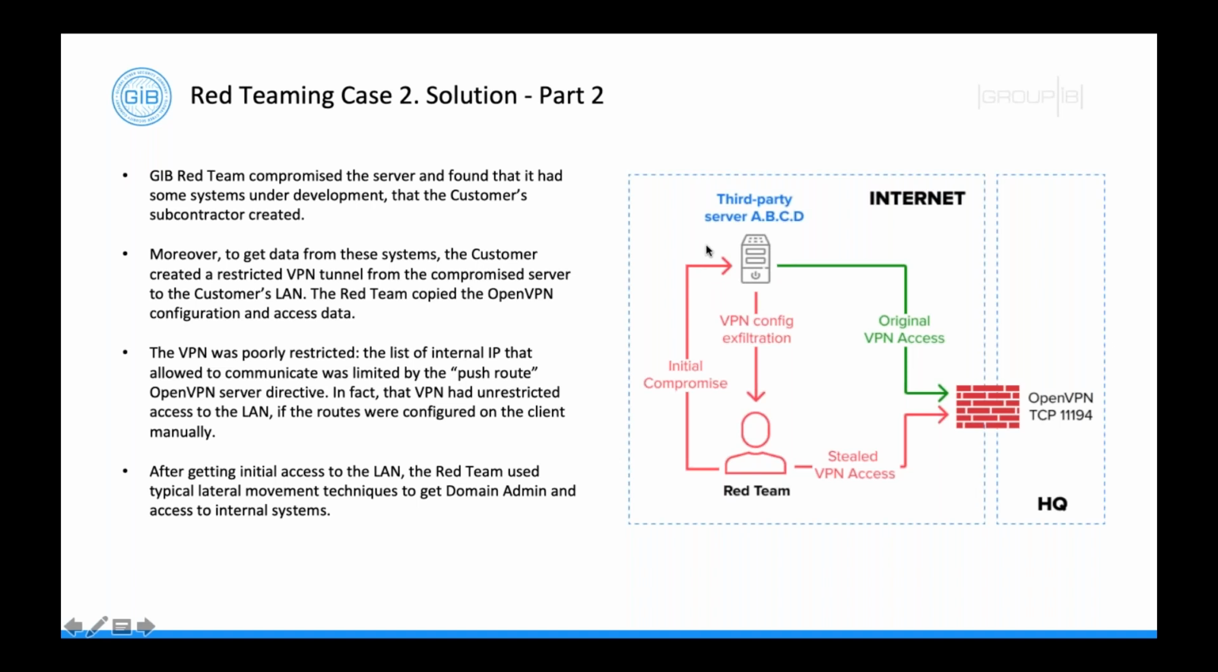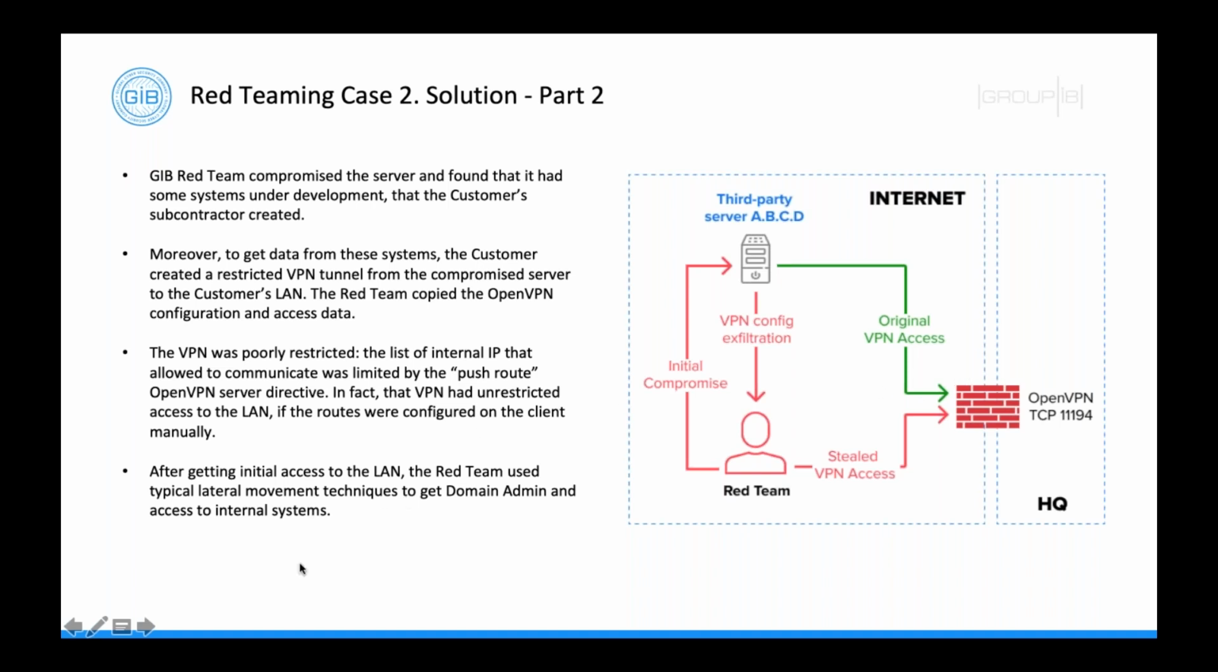In addition, to get data from these systems, the customer created a restricted VPN tunnel from the compromised server to the customer's local access network. The red team then copied the OpenVPN configuration and accessed the data. The VPN in this situation was very poorly restricted. The list of internal IPs that were allowed to communicate was limited by push route. The VPN also had unrestricted access to the local network, and the routes were configured on the clients manually.